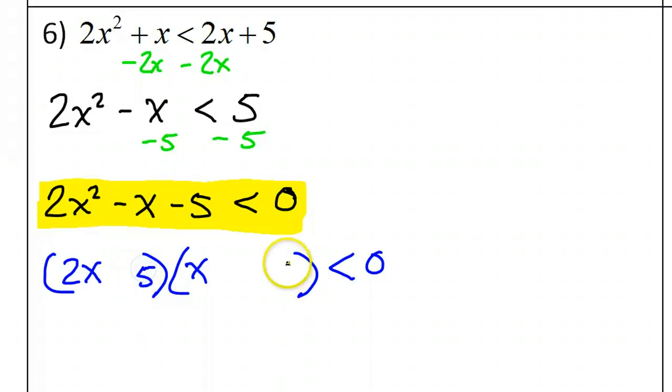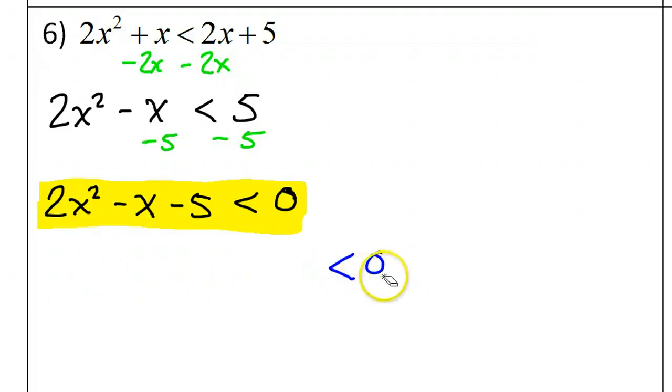I'll try the 5 here and the 1 here. Doing it this way, inner I have 5x, and outer I have 2x. There's no way I can get a -1 out of that either. So I've tried every possible way, and so it's unfactorable. That means, since it's unfactorable, there are not going to be rational zeros. So we're going to have some decimals. That's what's about to happen.